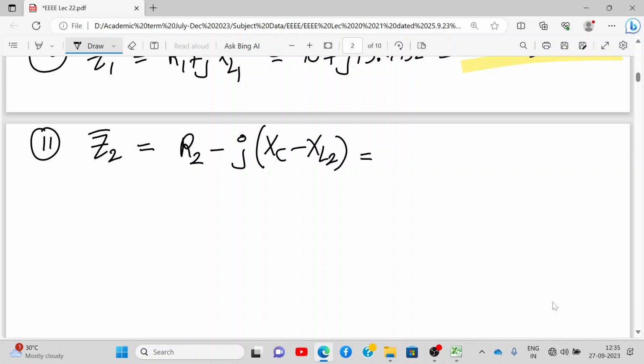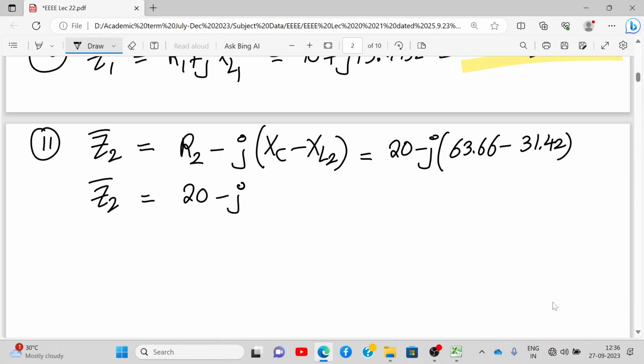Now calculate this. What is R2? 20 minus j. What is XC? 63.66 minus 31.42. Just check. XL2 we calculated before. So Z2 will be 20 minus j 32.24 ohms. Convert this into polar form. Shift polar 20 comma minus 32.24.